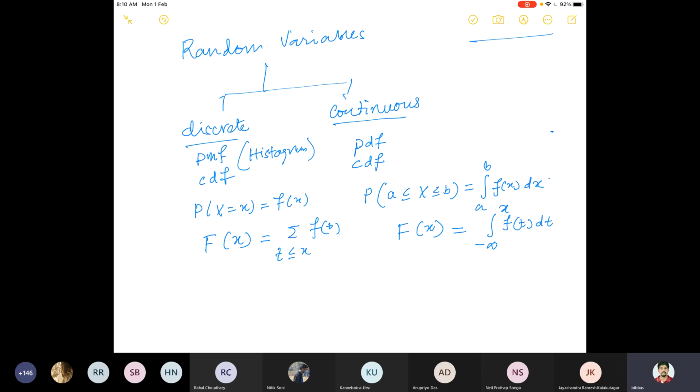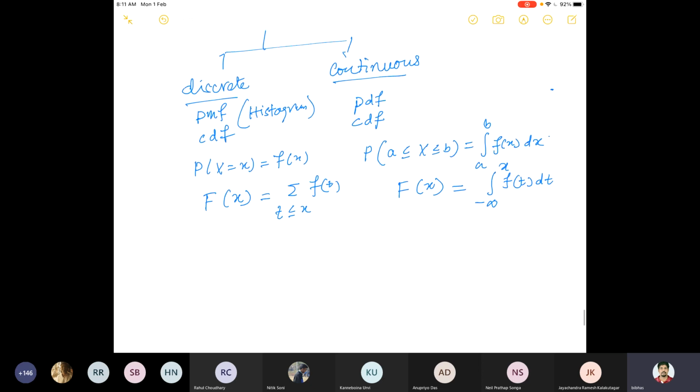And then last day we ended with a question. The question was, how can we gainfully use the concept of PDF and CDF to determine properties of the random variable, or of the corresponding random experiment? That is where we ended last week. And now today we'll talk about how to use these functions to determine properties corresponding to the random variable.